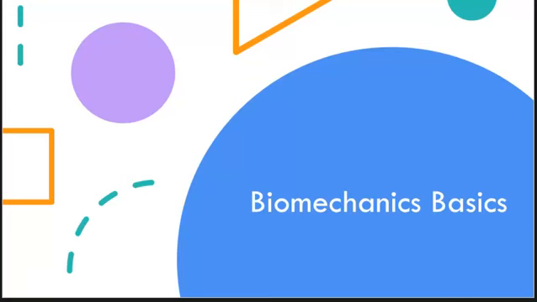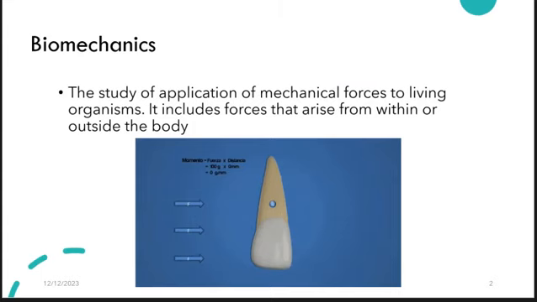Hello everyone, beginning with biomechanics basics. Biomechanics is the study of application of mechanical forces to living organisms. It includes forces that arise from within or outside the body.